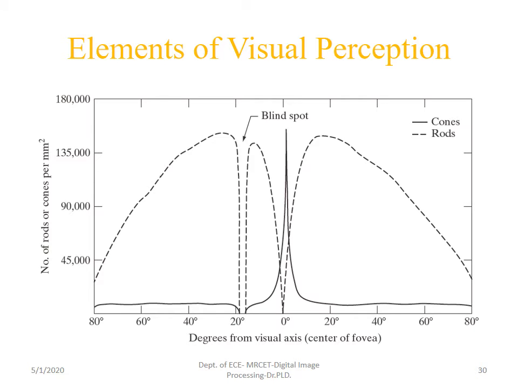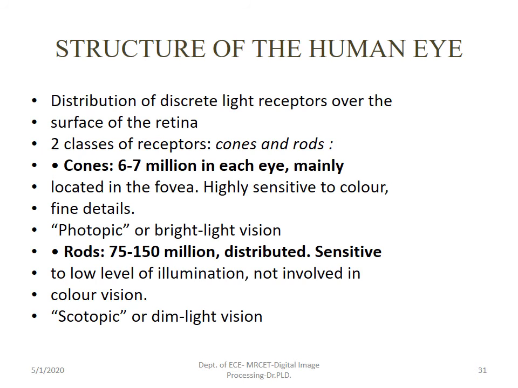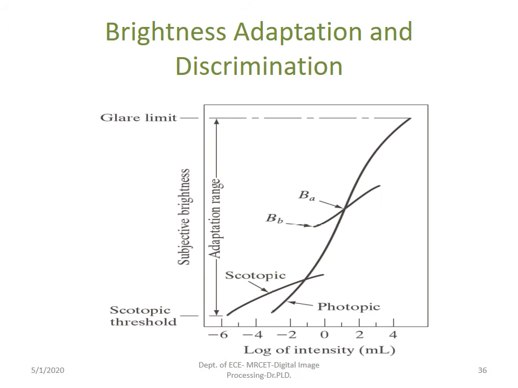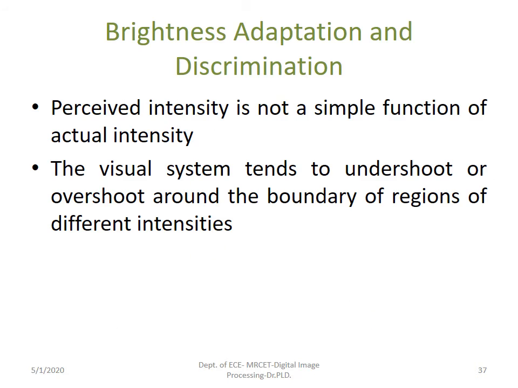Here the distribution of rods is very large compared to the distribution of cones, because the cone distribution is only 6 to 7 million. Cones are for bright light vision, even though the number of cones is 6 to 7 million, while rods number 75 to 150 million. But still, cones are what give us color vision in human eyes.